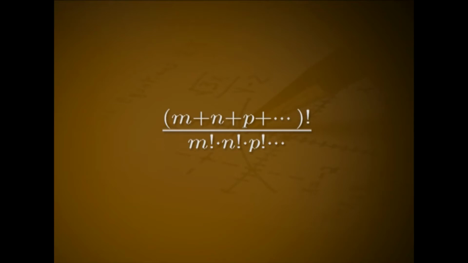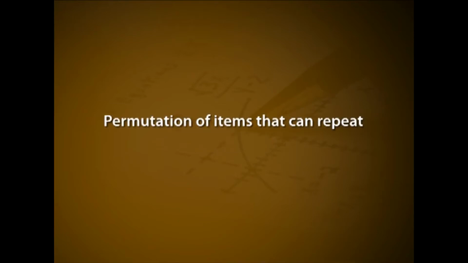factorial by m factorial into n factorial into p factorial, etc. Permutation of items that can repeat. If there are n distinguishable items which are to be arranged at r places where repetition of items is permitted, then the number of permutations is n raised to r.